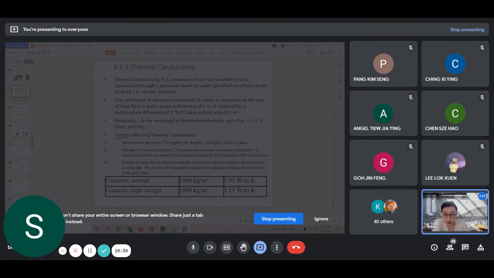So based on what I've just mentioned, if we have a higher density, then we have a higher thermal conductivity. That means this material is not very good in thermal insulation. So we don't want to have a high value. We want to have a low value for this. And then next, if you have any changes in moisture content, so if you have high water, this will cause heat transfer through conduction.